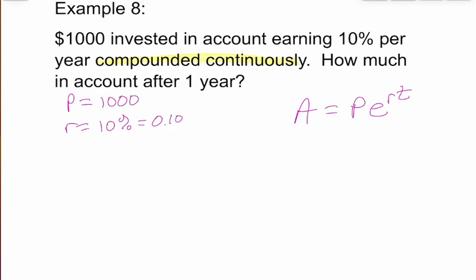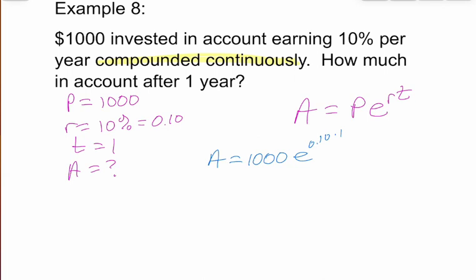How much is in the account after 1 year? Our time is 1. What's nice about these problems is that we have a few less variables to worry about. So we are looking for how much after that time, so that's our A. So let's plop everything into the formula. So we're looking for A. P is 1,000. And then we have e to the 0.10 times 1.